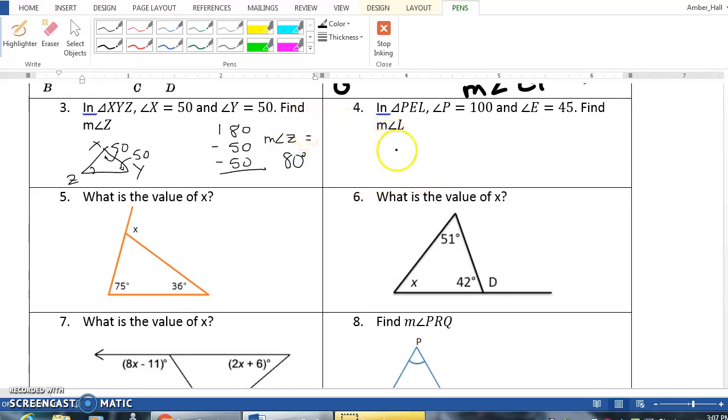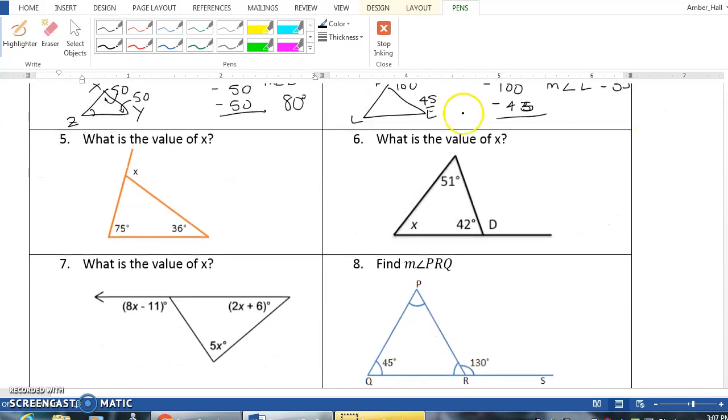Number 4. In triangle PEL, angle P equals 100, angle E equals 45. Find the measure of angle L. So I'm going to draw my triangle PEL. Angle P is 100 degrees. Angle E is 45 degrees. It's the same thing, 180 minus 100, which is 80, minus 45, and we get the measure of angle L equals 35 degrees.